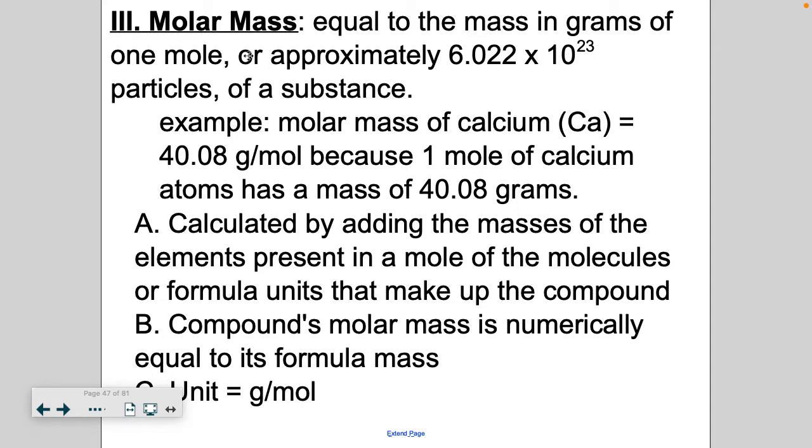Okay, so the molar mass is the definition. It's the mass in grams of 1 mole, or approximately 6.022 times 10 to the 23rd particles of a substance. So the molar mass of calcium on the periodic table is 40.08 grams per mole. That means if I said, measure out a mole of calcium, you would just measure out 40.08 grams of calcium. So 40.08 grams of calcium equals Avogadro's constant. That means in that sample, 40.08 grams of calcium, you have 6.022 times 10 to the 23rd atoms in that sample.